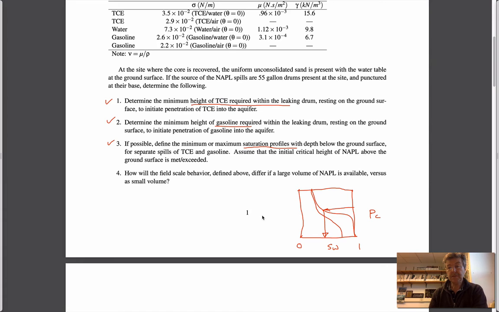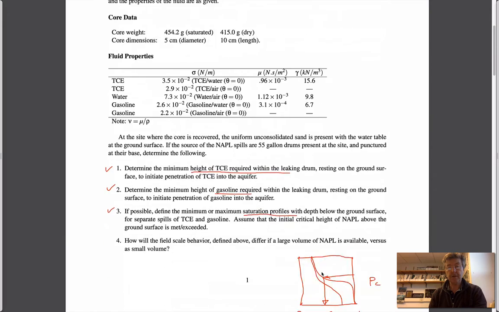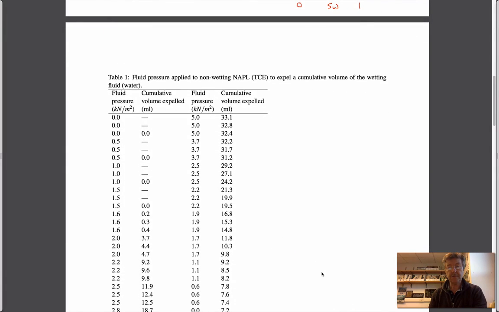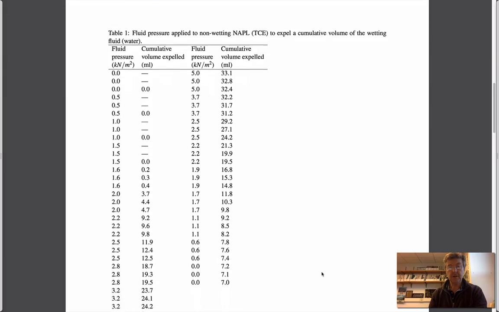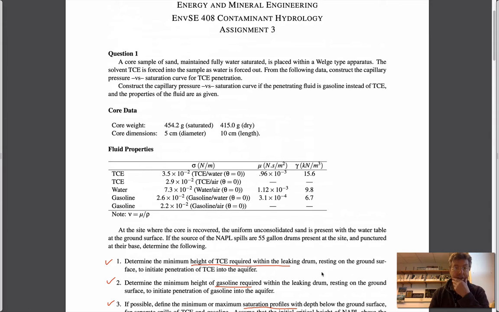The twist, I suppose, is that you only have information in this particular example for capillary pressure versus saturation for the behavior with one fluid. And the one fluid in this particular case is TCE. And so you can calculate the capillary pressure versus saturation curve for TCE, and then you want to be able to transform it to also use it for gasoline. So those are the two parts. So what do you need to do?